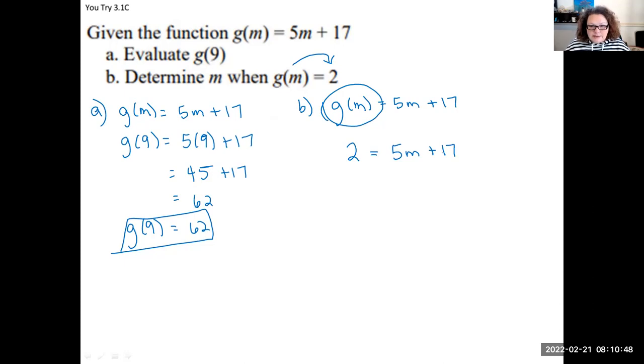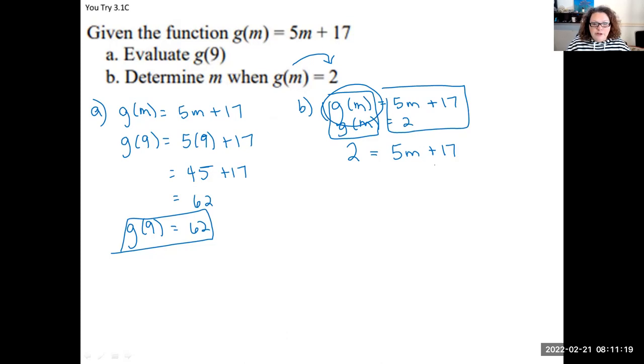If you didn't see it this way and you followed my first directions, which was g of m is equal to 2, you would see that these two are the same, and you can set them equal to each other. However you see it, go with what you see, because I want to make sure you understand it in the way that you see it. Okay, so we have to solve for m. Please don't think you have to know both ways.